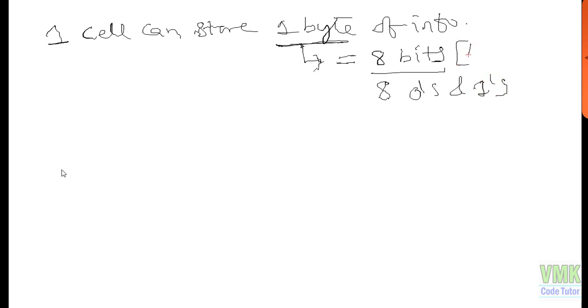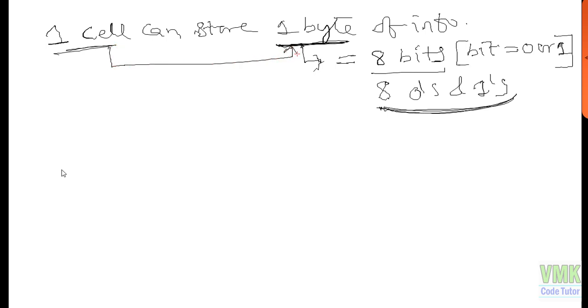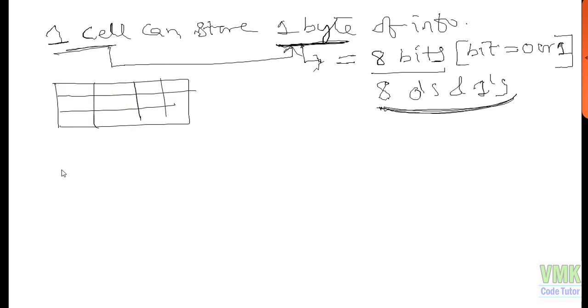So what is a bit? A bit is equal to either 0 or 1. A collection of 8 zeros and ones is called 1 byte. So one cell can store 1 byte of information. Therefore in the memory cells, suppose you take a cell, this is your memory, assume that.